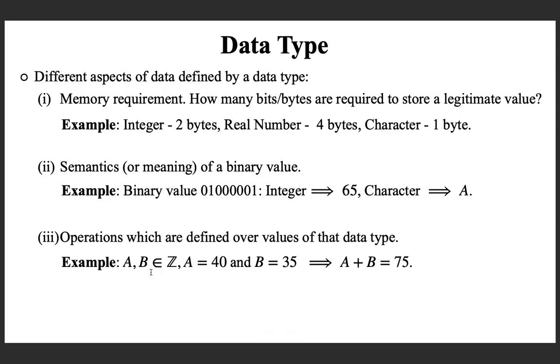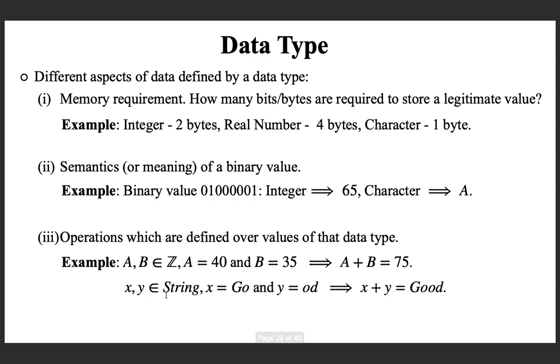Now suppose that data type of A and B are integers. Note that this is the mathematical set integers, which cannot be represented in a computer. This is just an example. Suppose A and B are integers, and the value of A is 40 and value of B is 35. Then what is the sum of A and B? You all know it is 75. So if the value is a number, then plus stands for addition. The meaning of plus is addition, arithmetic operation.